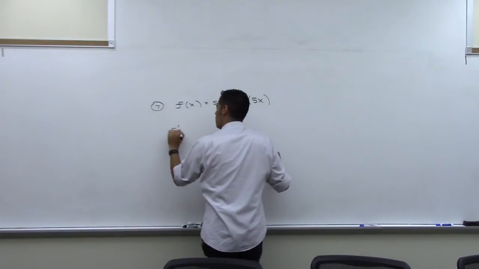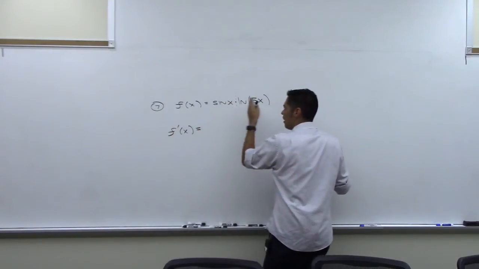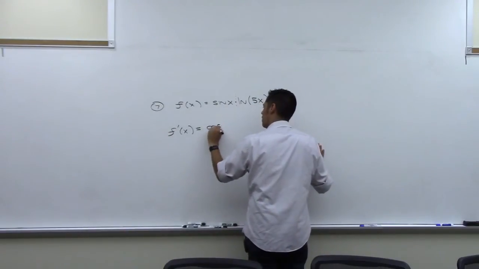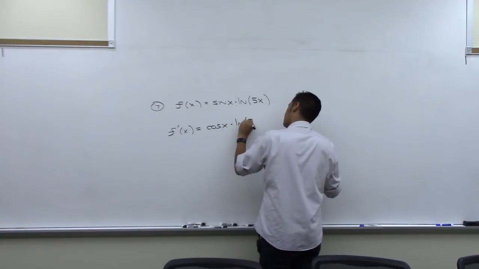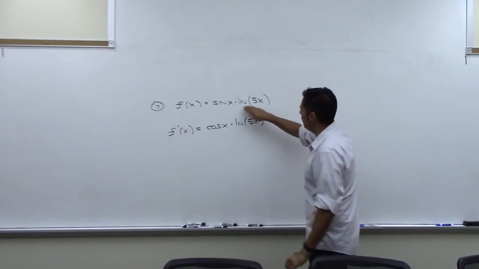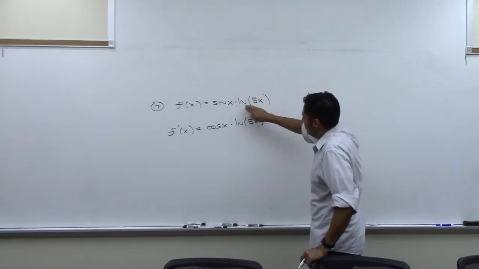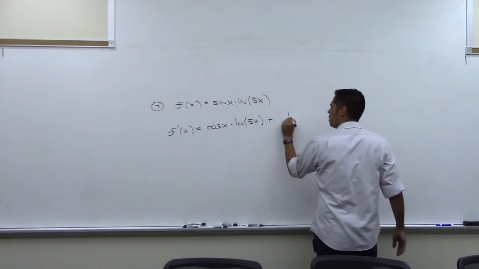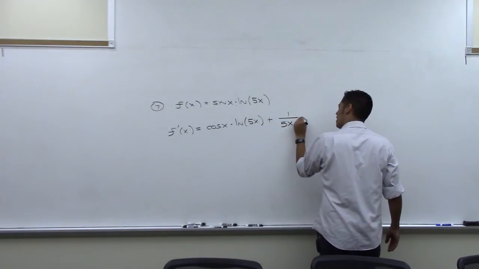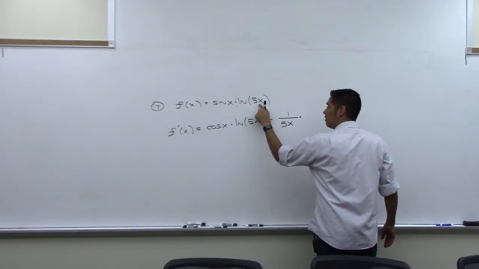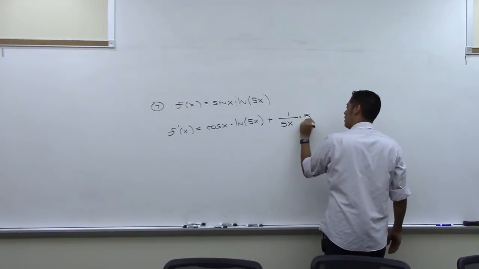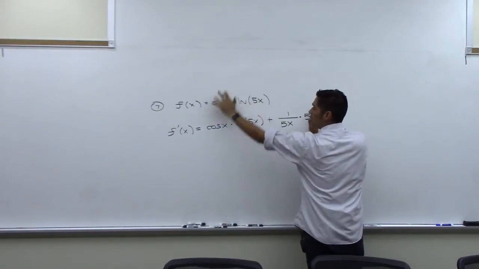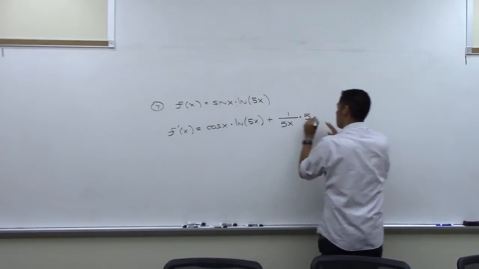The derivative of this will be the derivative of this times this plus the derivative of this times this. So the derivative of this first one is just cosine x times the second one plus, now the derivative of this one. This is chain rule. Derivative of natural log of u is 1 over u times the derivative of what's in here, the derivative of u, which is just 5. But right here we're done with the derivative of this. But because this was coming from a product rule, we have to say times this first function.